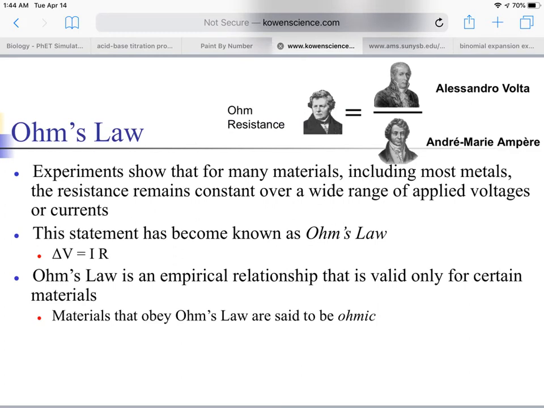Experiments show that for many materials, including most metals, the resistance remains constant over a wide range of applied voltage or current. This statement has become known as Ohm's law. Ohm's law can be stated as the change in voltage equals the current times resistance. Ohm's law was the result of the work of Ohm, Volta, and Ampere. Ohm's law is an empirical relationship and is valid only for certain materials. Materials that obey Ohm's law are said to be ohmic.